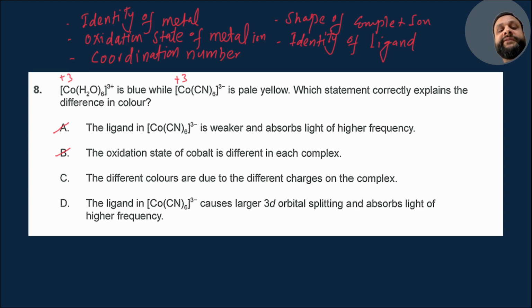The different colors are due to different charge in the complex ion. The charge doesn't matter. It's not a factor that affects the color of a metal ion complex. So that statement is wrong. That leaves us D as the correct answer. But let's read it. The ligand cobalt cyanide causes larger 3D orbital splitting and absorbs light of higher frequency. Yes. The greater the splitting, the higher the frequency absorbed. So cyanide is a stronger ligand and it causes greater splitting.